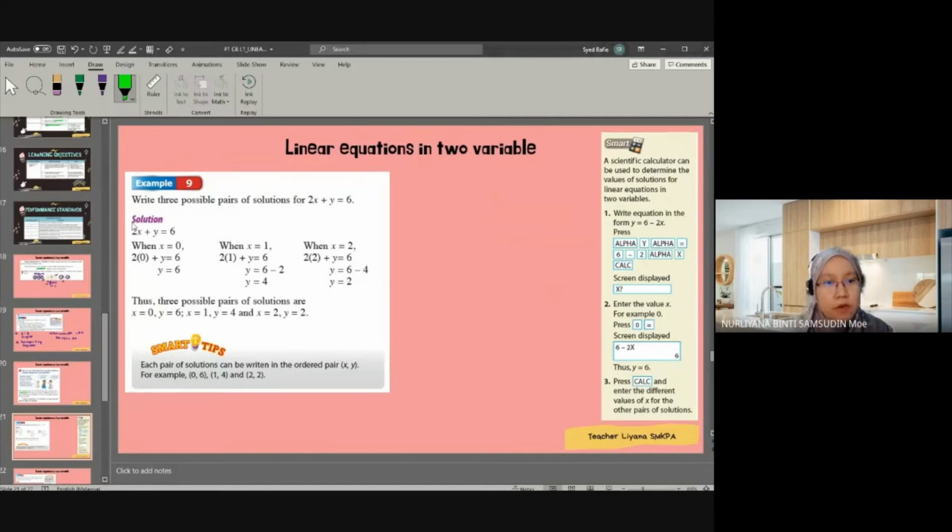All right, for example, we have this question. Write 3 possible pairs of solutions for 2x plus y equals 6. So 2x plus y equals 6. There are many possible answers for this, but you can try to simplify it. How?